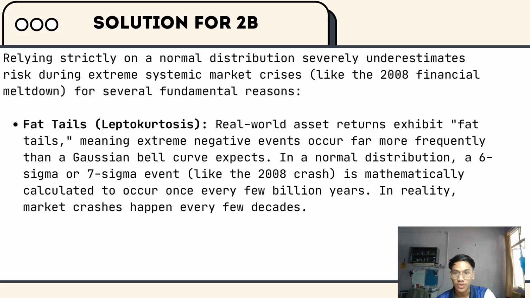So we're going to explain it one by one. We have three reasons, and the first one is fat tails, or leptokurtosis. Real-world asset returns exhibit fat tails, meaning extreme negative events occur far more frequently than the Gaussian bell curve expects. In the normal distribution, a 6 sigma or 7 sigma event like the 2008 crash is mathematically calculated to occur once every few billion years. In reality, market crashes happen every few decades.